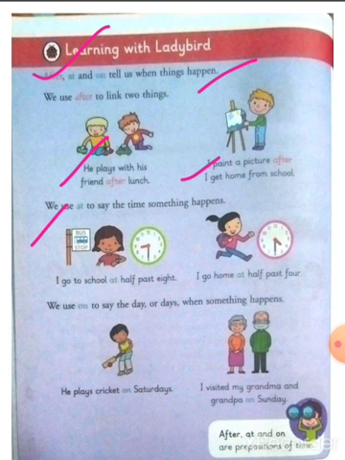Now we use at to say the time something happens. I go to school at 8:30. I go home at 4:30. We use on to say the day or days when something happens. He plays cricket on Saturdays. I visited my grandma and grandpa on Sunday. So students, after, at and on are prepositions of time.